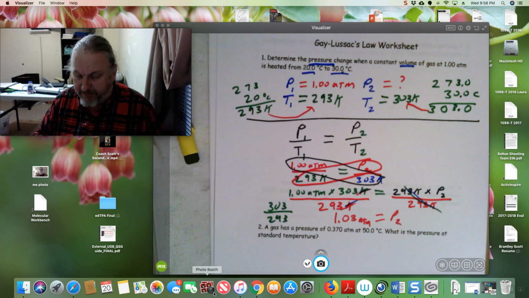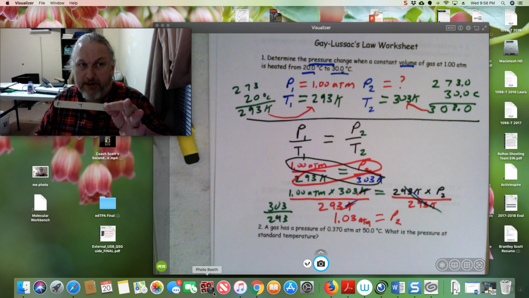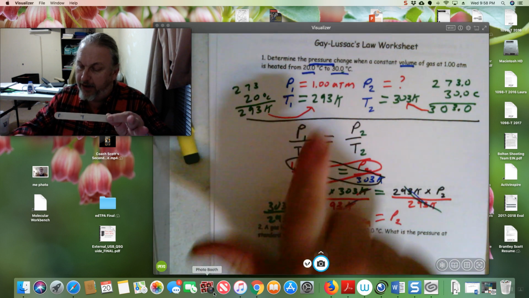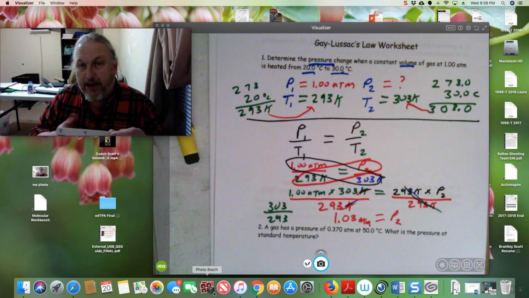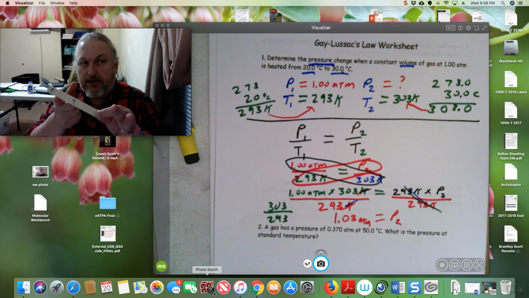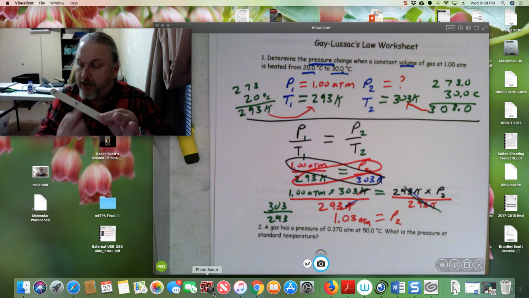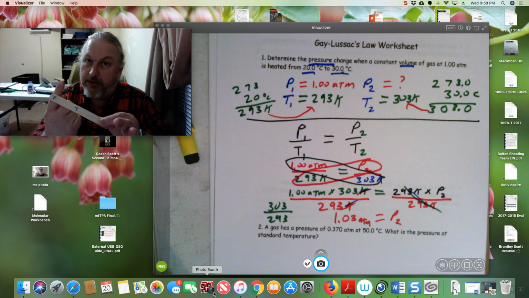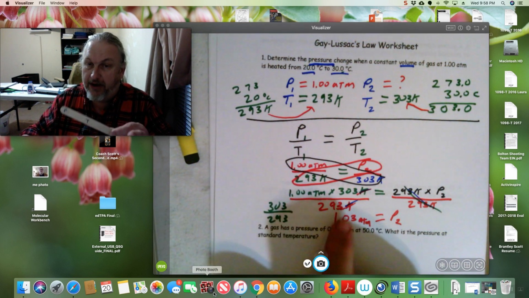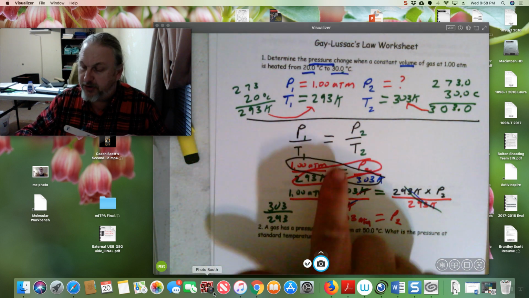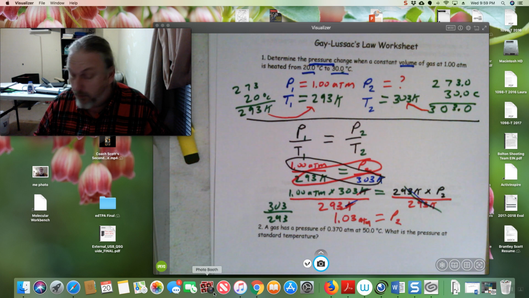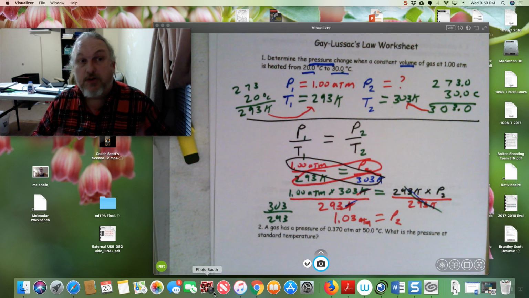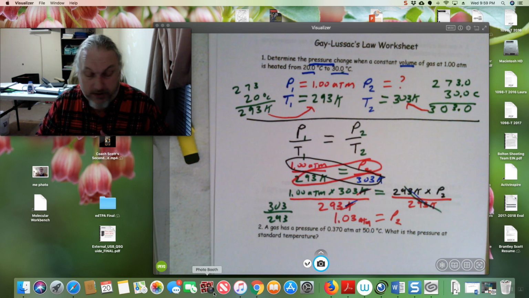And let's always see if it makes sense. I'm going to look at my popsicle stick. My initial temperature was 293. It raised, right? Temperature went up. Okay. So therefore, pressure has to increase also. And if I look here, my pressure started at 1 atmosphere and ended up at 1.03 atmospheres. So indeed, Gay-Lussac's law was correct.